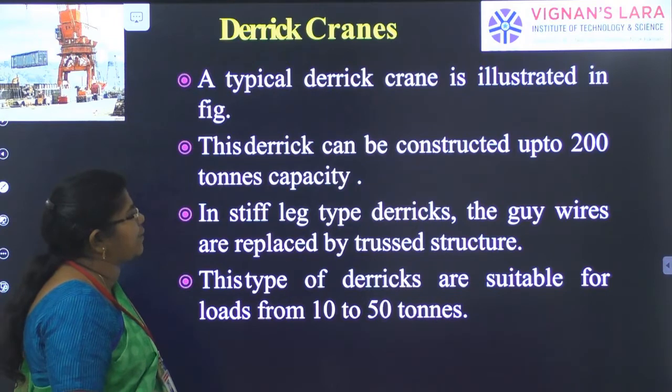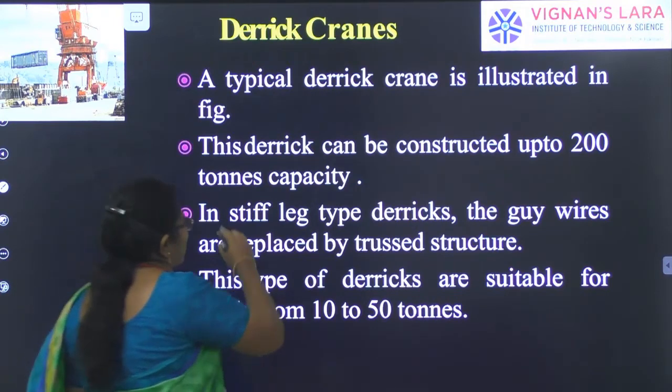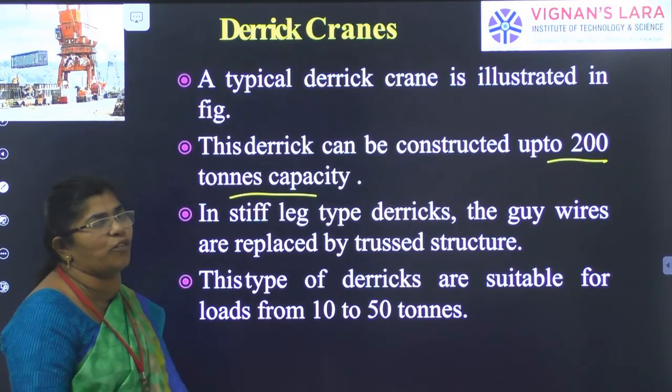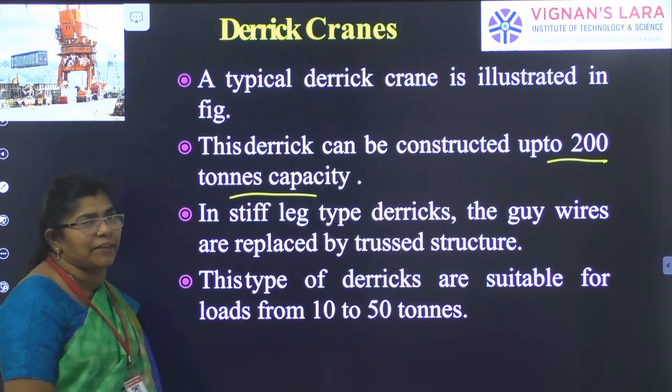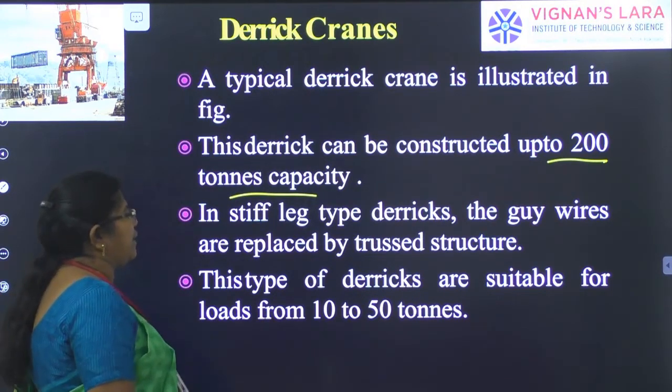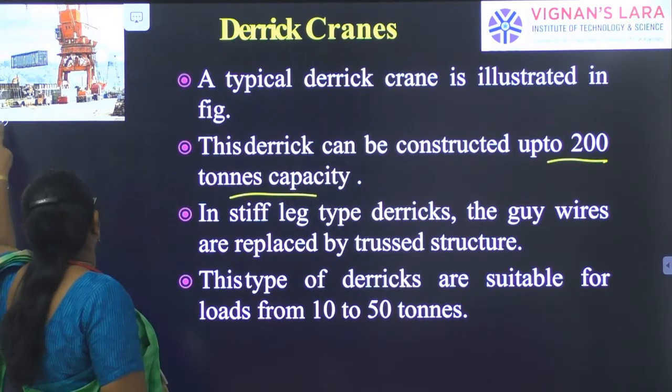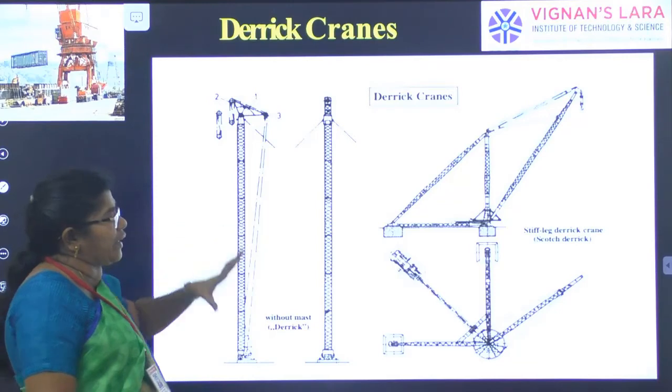The derrick can be constructed up to 200 tons capacity. This is another advantage, where the whirly cranes cannot go up to 200 tons. It is 70 to 120 tons capacity. In stiff leg type derricks, the guy wires are replaced by trussed structures. So the movement is very less.